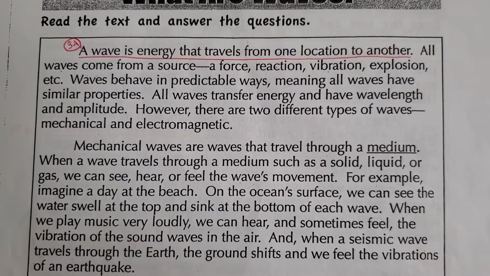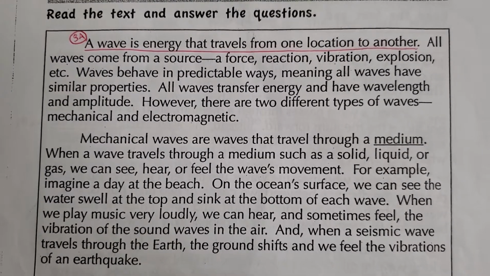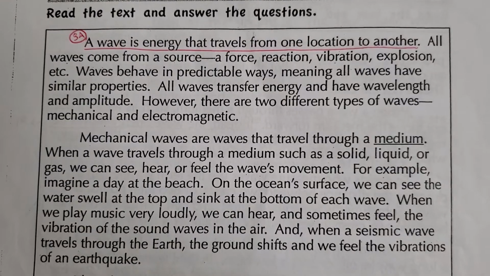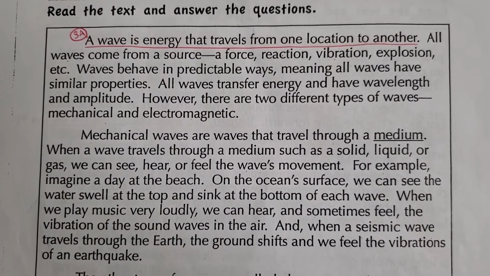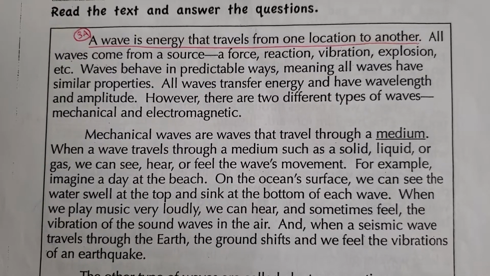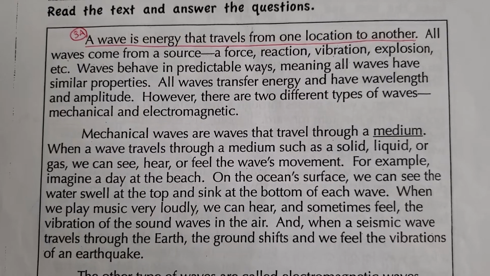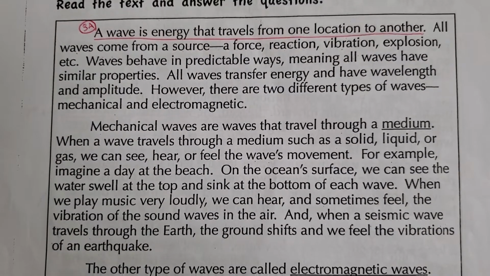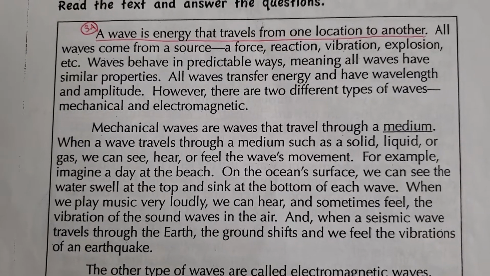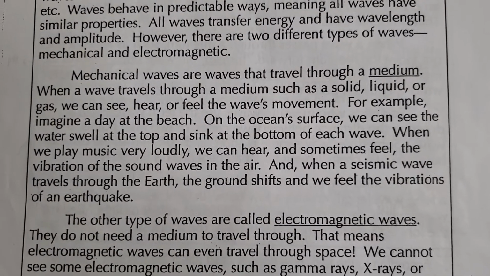A wave is energy that travels from one location to another. All waves come from a source, a force, reaction, vibration, explosion, etc. Waves behave in predictable ways, meaning all waves have similar properties. All waves transfer energy and have wavelength and amplitude. However, there are two different types of waves, mechanical and electromagnetic.